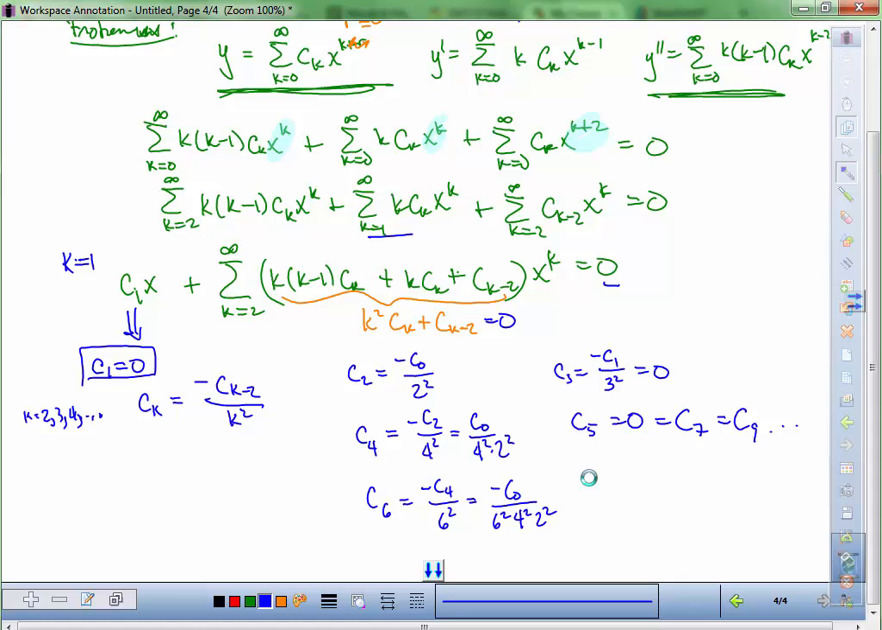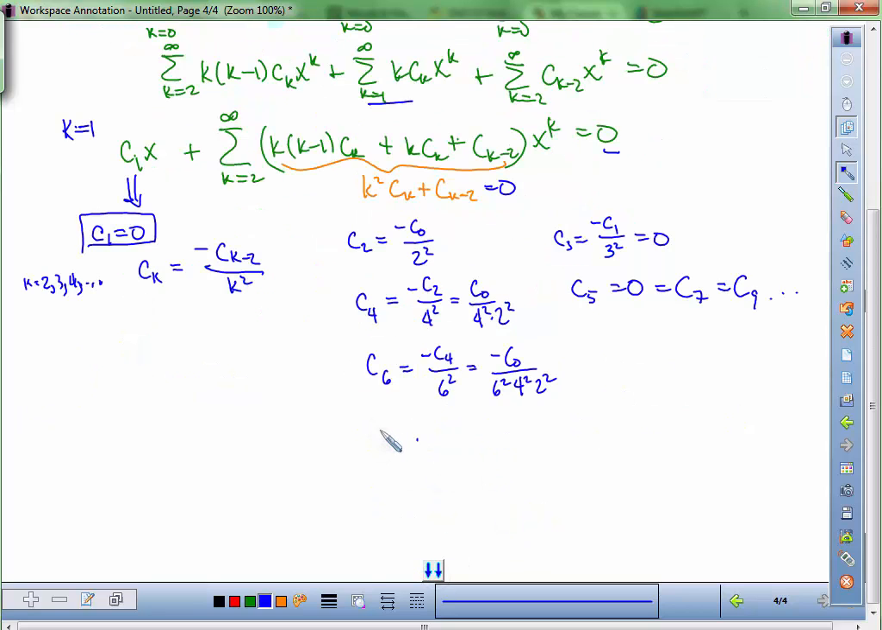Is this looking, can we find a pattern here? That would be nice if we could. It kind of looks like there should be a pattern. Maybe one more. Wait, can you tell me without going through the process what C8 is going to be?